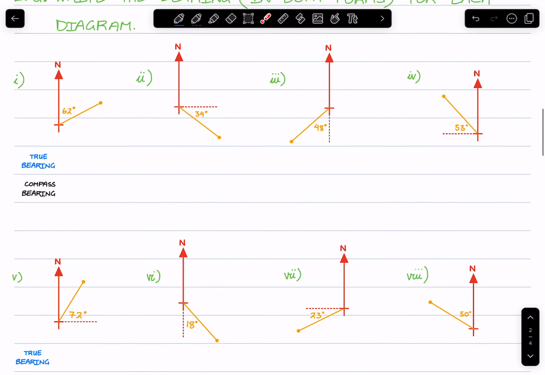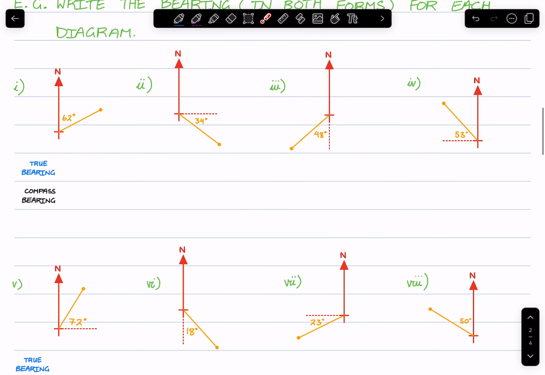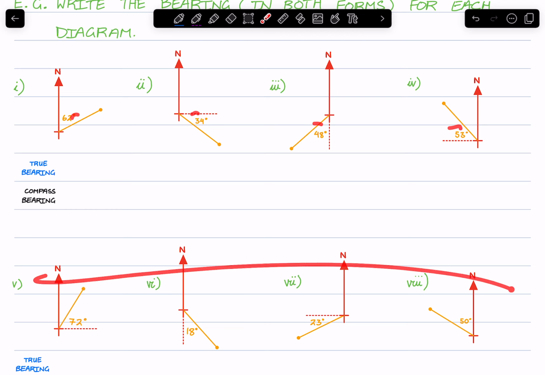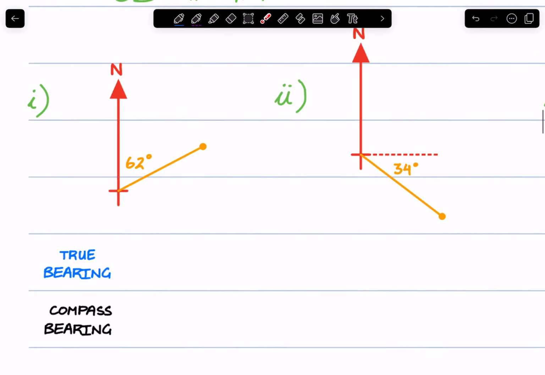Let's go straight into some examples here. I have here 8 different examples where we will write the true bearing and compass bearing of each. So here we go.